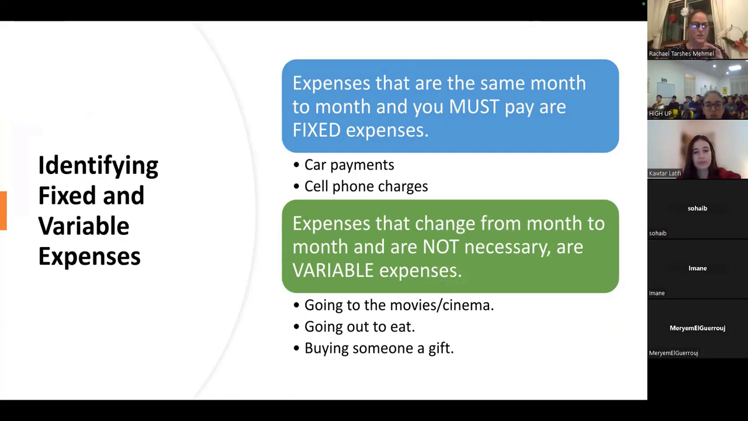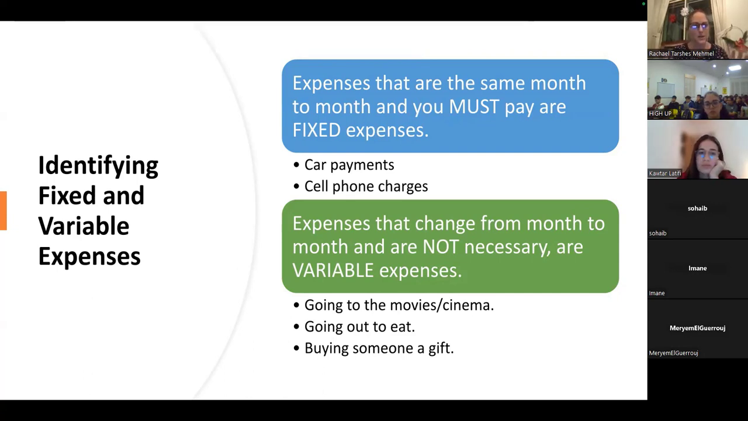Those are ones that change. So in the US, it's very common for students in high school to have car payments. You're able to drive in most states in the US once you're 16, so you're able to have your own car.